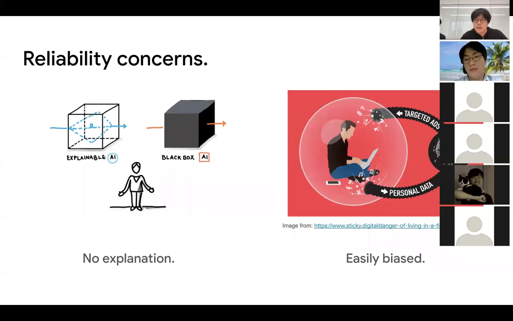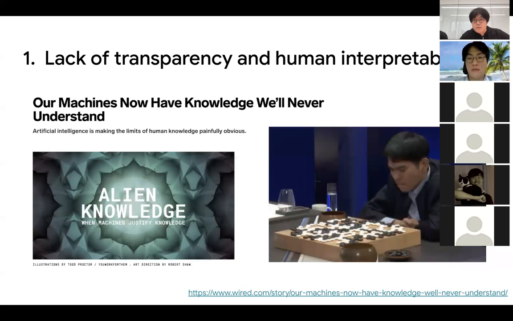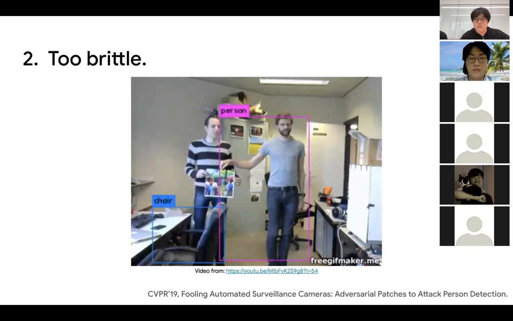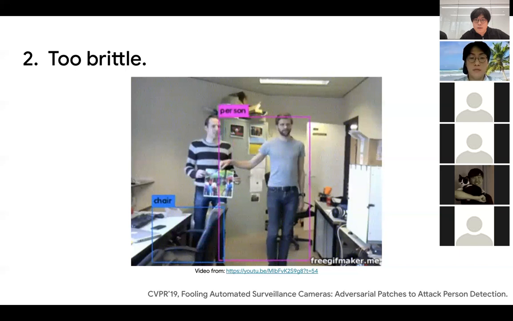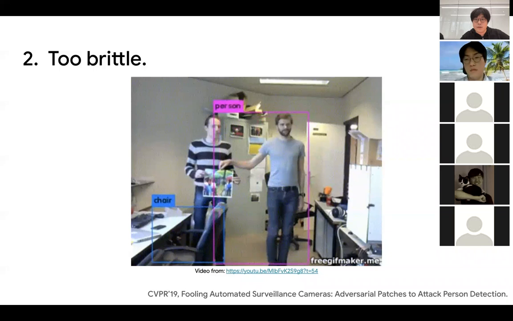So what are the issues of this reliability and how can we solve the problem in terms of research? First of all, we have to tackle this lack of transparency and human interpretability of the models. And we know that they are very vulnerable to various kinds of perturbations or corruptions. As you can see here, this simple demo shows that this weird image patch in the real world easily fooled the detector. The detector failed to detect the person with this weird patch. So it is really happening now.